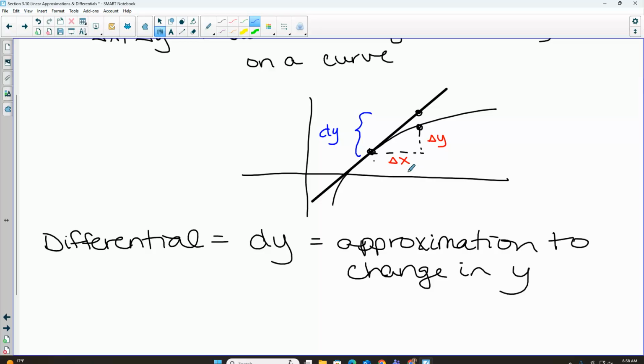What do you notice about the change in x? dx is the change in x on the line, but dx is going to be the same as the change in x. Okay, the change in x on the curve and the change in x on the line are the same.